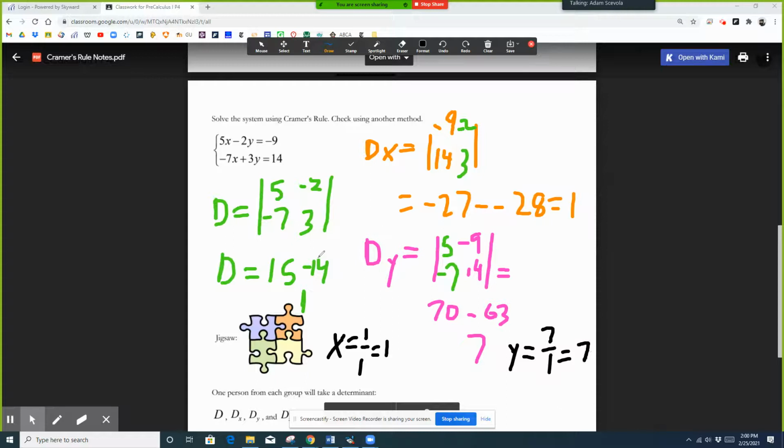All right, and then when in doubt, or not even in doubt, always a good strategy, plug your work back in. So 5 times 1 is 5, minus 2 times 7 is -9, so that works. And then if we plug in 1 and 7 into the other equation, we get -7 plus 14 plus 21, which is 14. So our answer checks out.